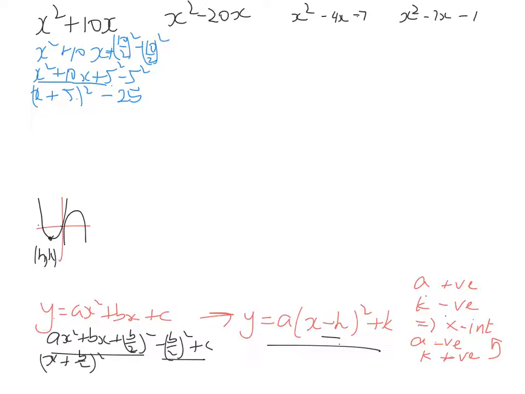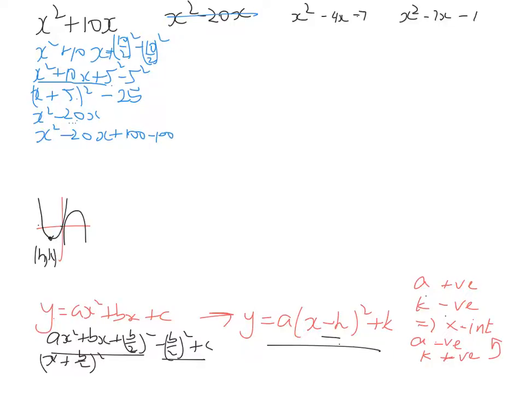As a second example, I'll put this underneath here. So we've got x squared minus 20x. So once again, we halve this and square it. So we've got x squared minus 20x, halve it and square it. So we've got plus half of that, which is 10, square 10, we have 100, minus 100.